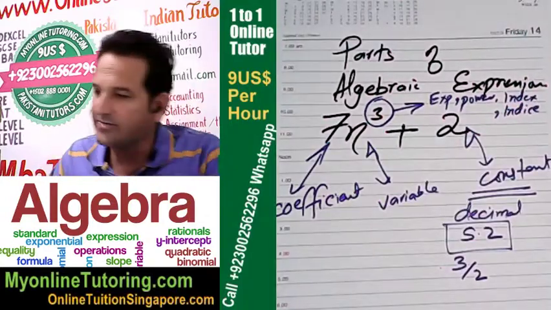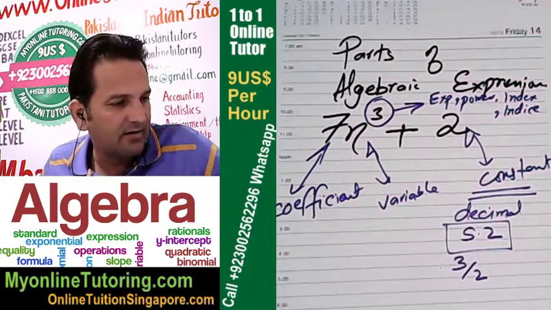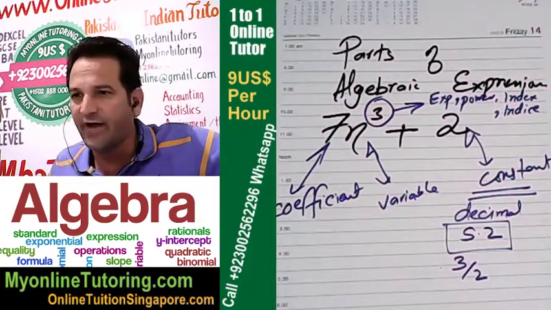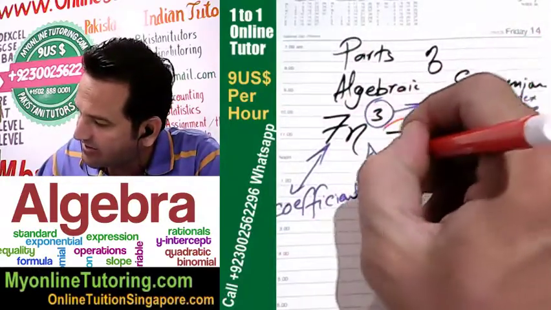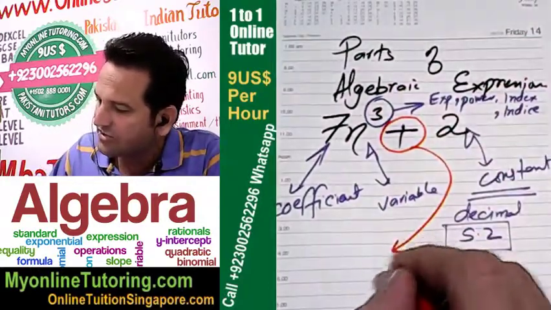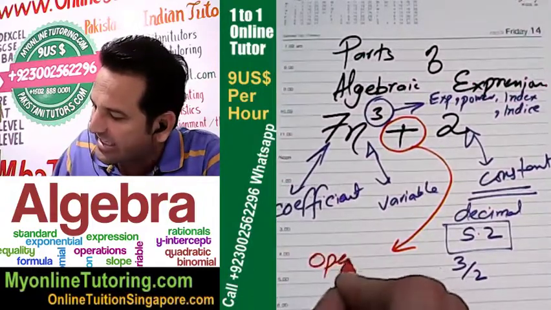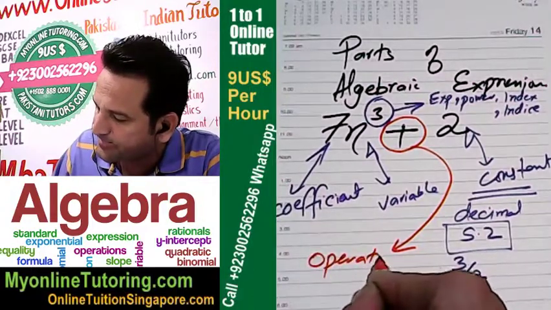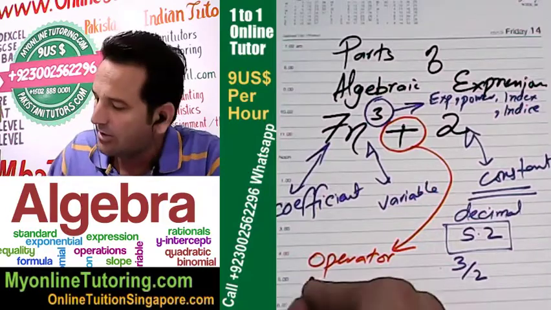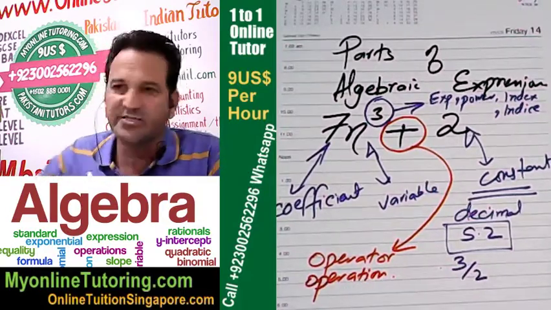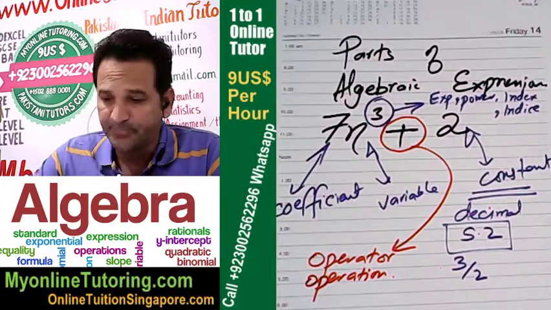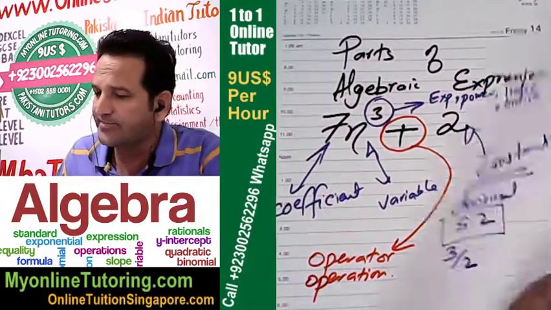And let me change the color of the marker. I don't know whether I am able to find it, but yep, I have one. And this sign is known as operator, or operation, in an algebraic expression. Clear? Now we are moving ahead.